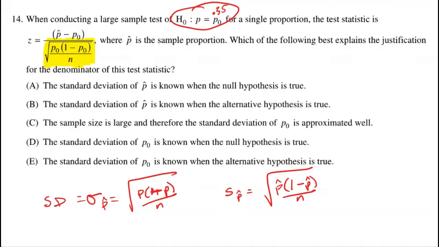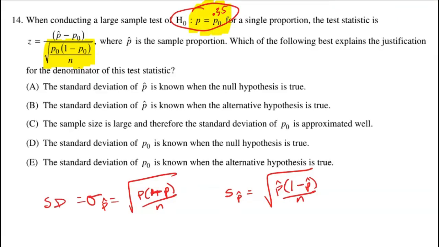But the idea is this. In a test, we have to assume that the null hypothesis is true. So that means we believe, in this particular example that I just made up here, that 35% is true. And if that is in fact true, then we can actually calculate the standard deviation using that assumed to be known true value. So the answer to this question is going to be D.